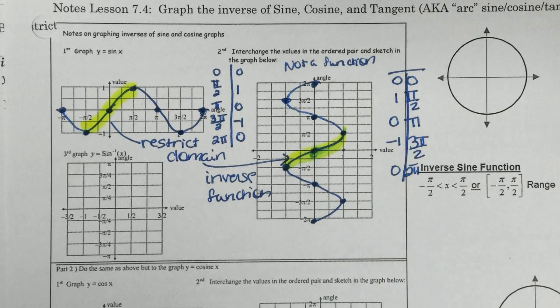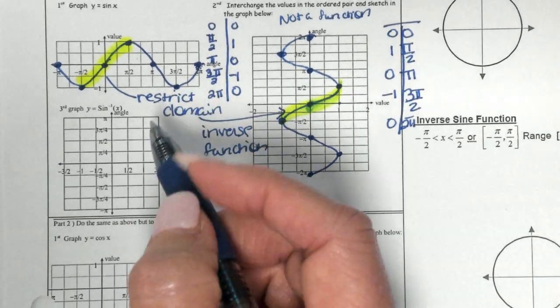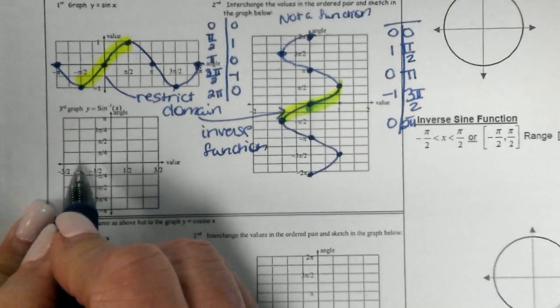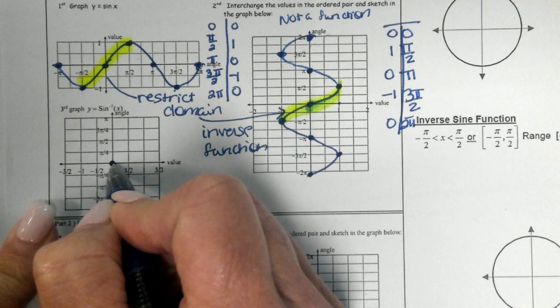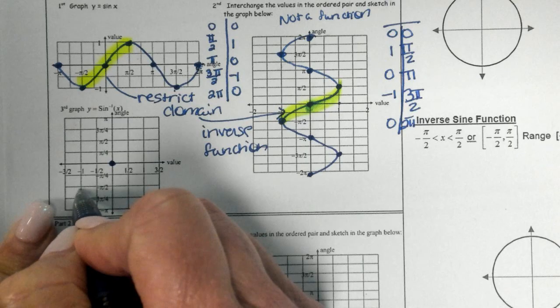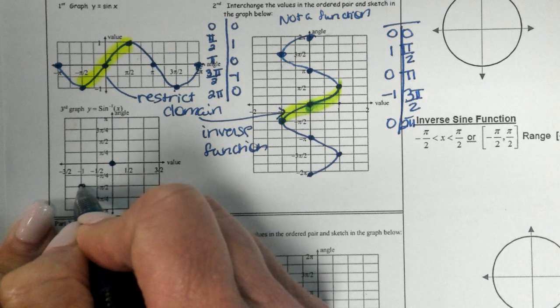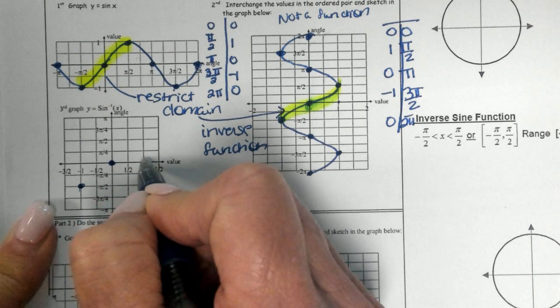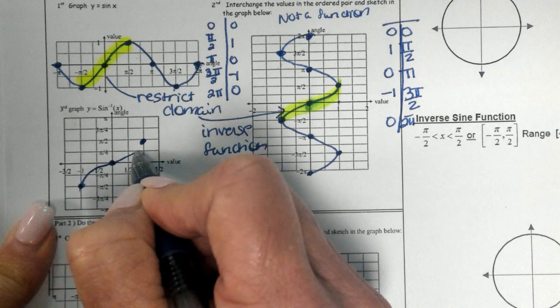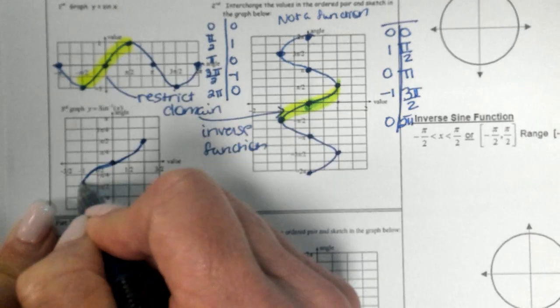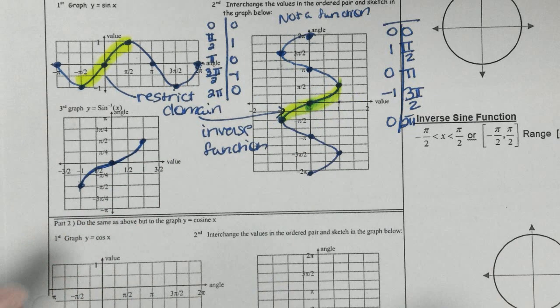So let's go ahead and graph the inverse right over here. We've got our point at (0, 0), (-1, -π/2), (+1, +π/2). And this is not a line, but a curve. Okay, it's kind of a little squiggly there. Those are the only input and output values that we're going to be using.